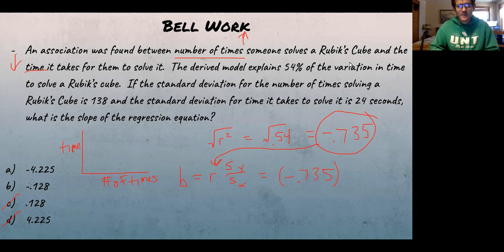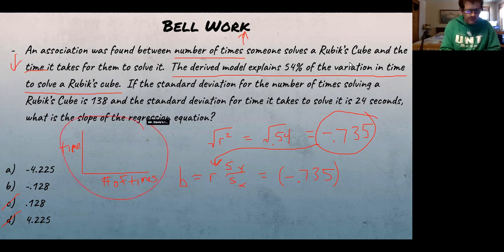Another clue in here is that it says in the second sentence, the derived model explains 54% of the variation in time to solve a Rubik's Cube. Well, we're always explaining the variation in your y value. So this is telling us right here that the time to solve is our y value. Okay, so we have a good model set up right here.